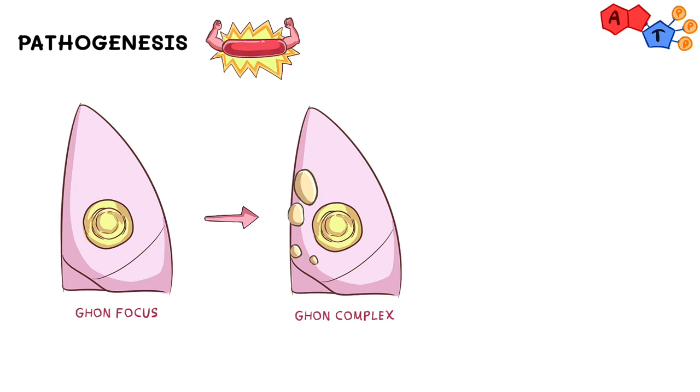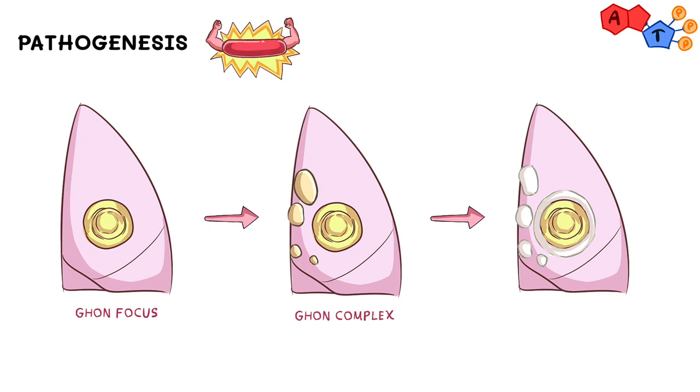The Ghon complex can undergo fibrosis and calcification, and often produce a scar tissue. This calcified Ghon complex is known as Ranke complex.